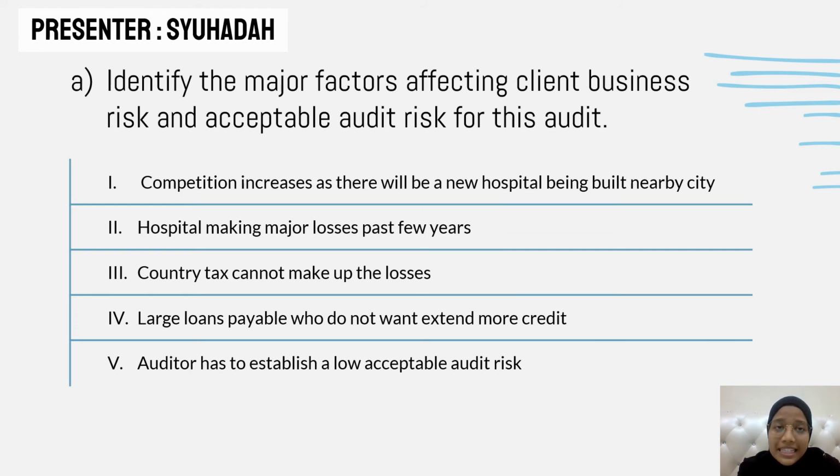Second, the hospital has been making major losses for the past few years. The third is that the county tax might not be able to make up the losses of the past few years. And the fourth major factor affecting client business risk is the large number of loans to two banks, and both of them do not want to extend their credit. Therefore, after considering all the factors, the auditor has to establish a low acceptable audit risk.